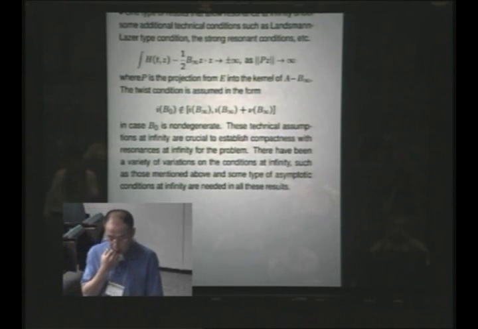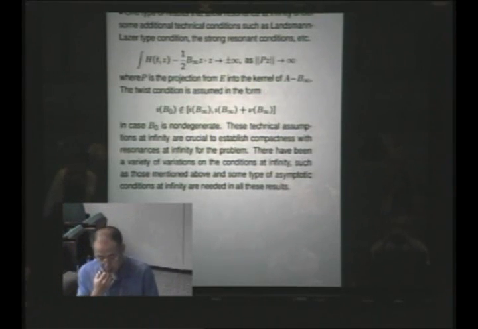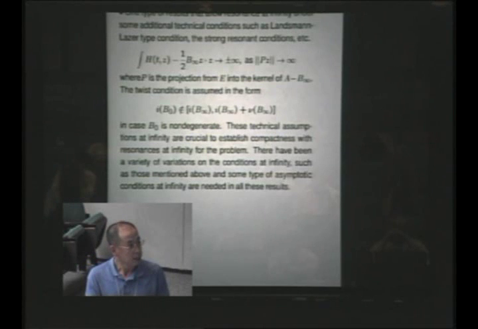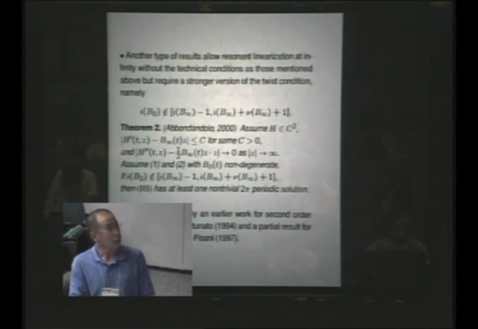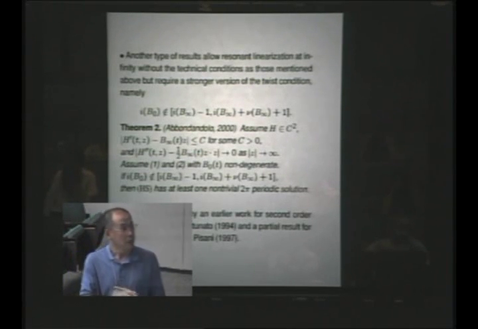Using a variational method, in particular Morse theory, it seems that this is the natural generalization of the original twisting condition. Now, the second type of result also allows degeneracy at infinity and without requiring any additional technical condition. But the price they have to pay is to require a stronger version of the twisting here.